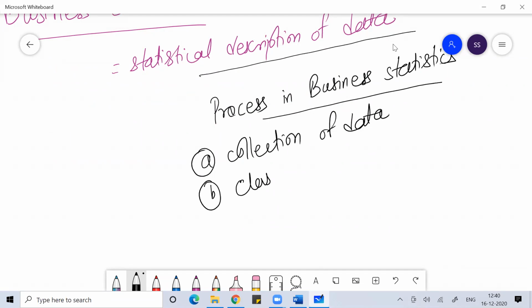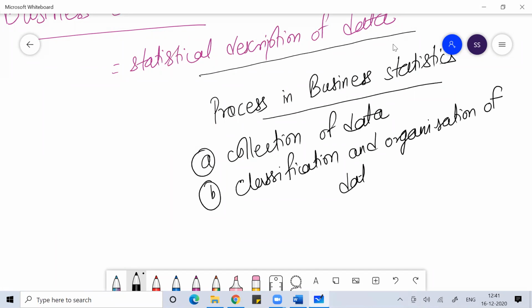Then the next thing to work on here is the classification and the organization of data. In the classification and the organization part, we try to define the data which is collected into different groups. Those groups can be a quantitative classification, a qualitative classification, a geographical classification, or we can follow chronological classification to classify and organize the data.